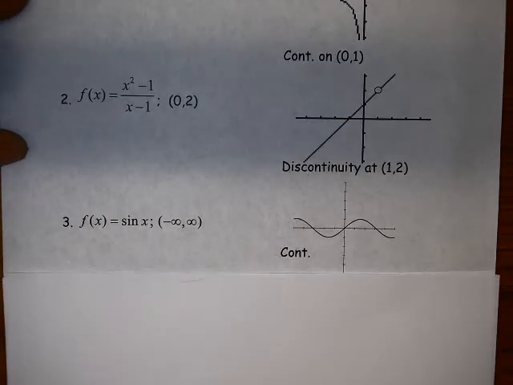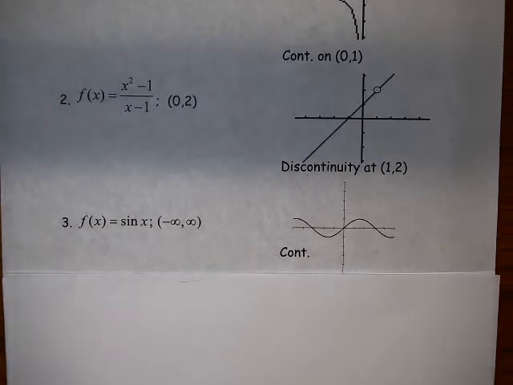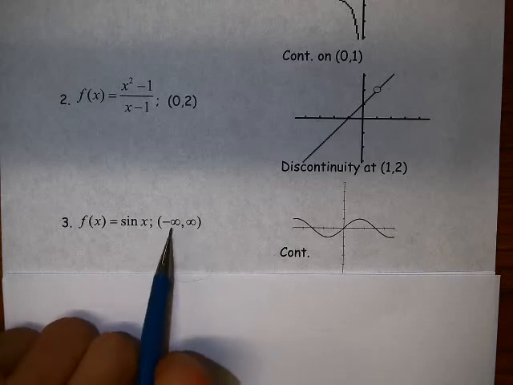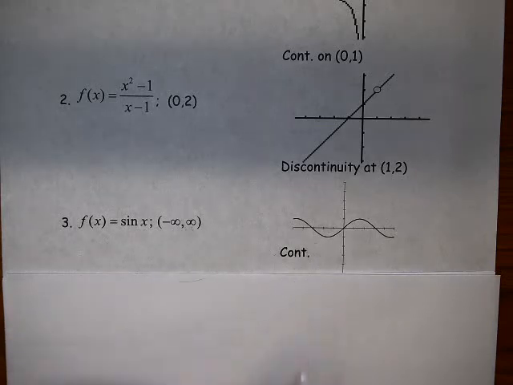Next example is we have f of x equals the sine of x, and we're looking for all reals from negative infinity to infinity, and we know that sine is a continuous function.